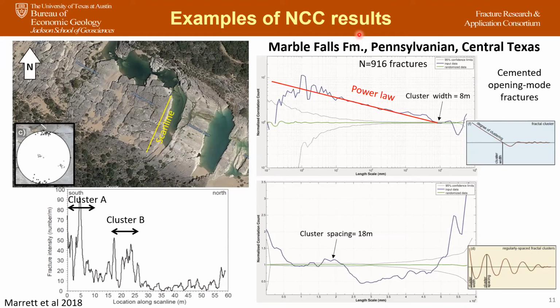Next question from Leonel Gomez. Can you please explain why NCC 1D and NCC 2D provided two different cluster widths, 8 versus 19 meters, in the Marble Falls outcrop? Yeah, sure. Well, Leonel is one of the experts, and I'm very happy that he's here today. My answer is that probably we are measuring different things.